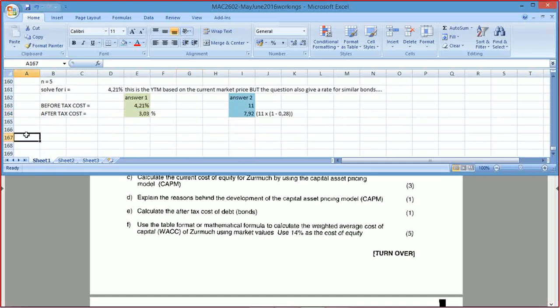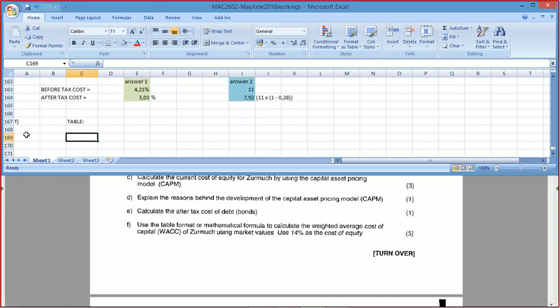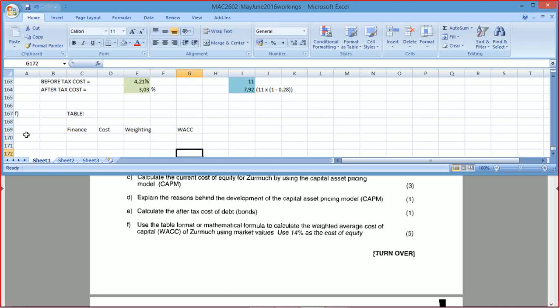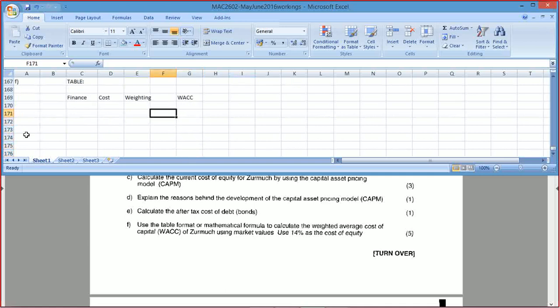Right, and then the last question: using the table format for the mathematical formula, calculate the weighted average cost of capital of Z using market values. Okay, that's easy. So they want a table. We're going to need finance, cost, weighting, and then the WACC.